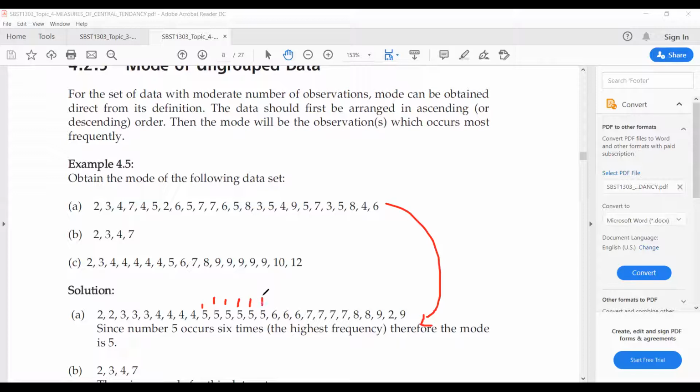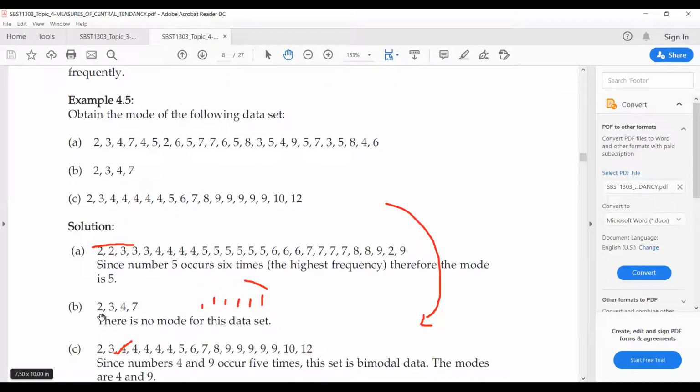6 times, okay? And it's occurring more than the other data sets here. So we can say that the mode of the data is what? It's 5. Good. On the other hand, when we come here, the observations are 2, 3, 4, and 7. They all have a frequency of 1. So there is no mode in that data set.